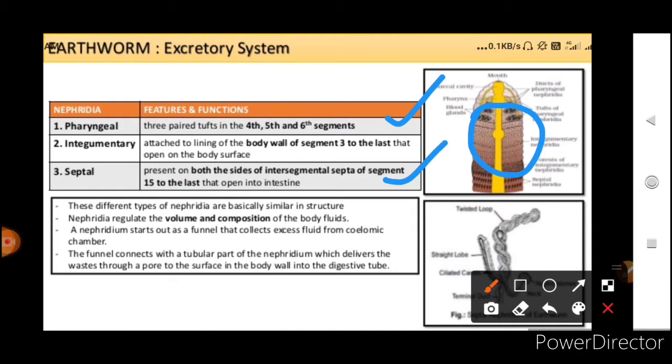Now, these different types of nephridia are basically similar in structure. As they perform the function of excretion, they regulate the volume and composition of the body fluids. A nephridium starts out as a funnel that collects excess fluid from the coelomic chamber. The funnel connects with the tubular part of the nephridium, which delivers the waste through a pore to the surface of the body wall or into the digestive tube.